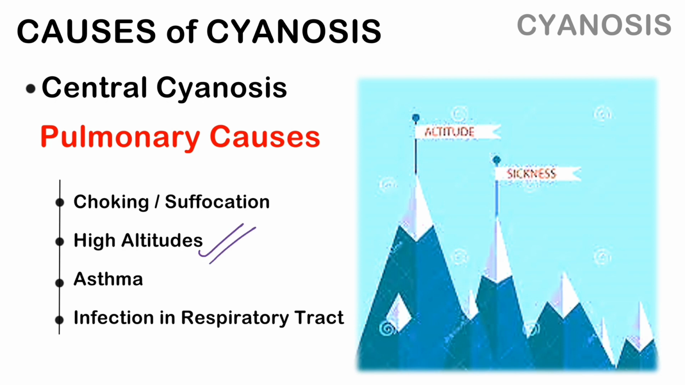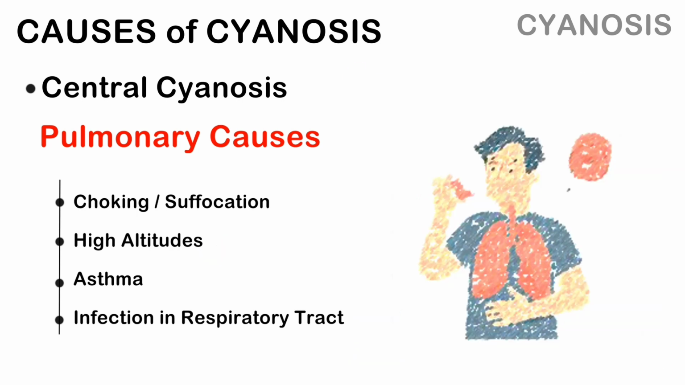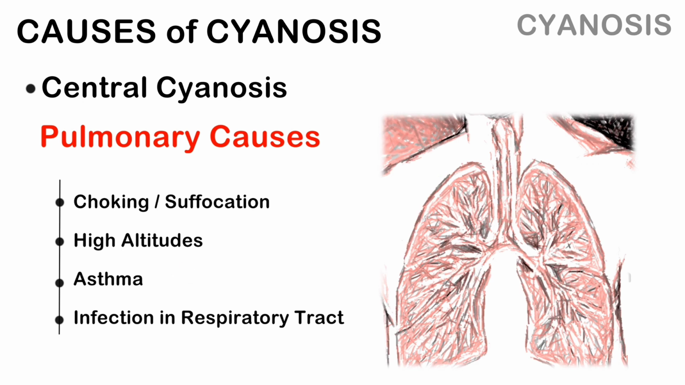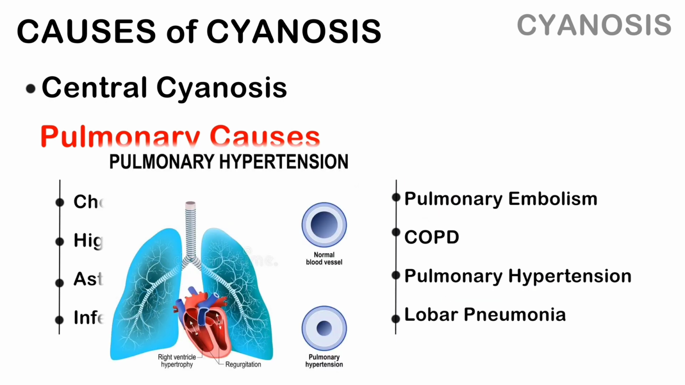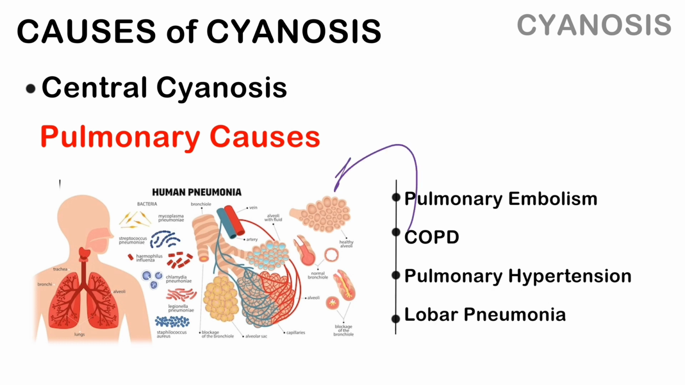Next is high altitudes. At high altitudes, there is a decrease in the partial pressure of oxygen. So due to decreased oxygen levels, cyanosis can occur. Next is asthma. Next is infection in your respiratory tract or any blood clot in an artery of your lung, which is pulmonary embolism. In COPD patients, cyanosis is very common, also in pulmonary hypertension and in lobar pneumonia. These are the pulmonary causes that can lead to cyanosis.